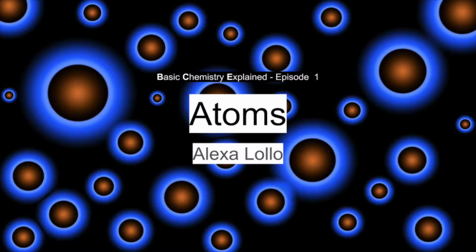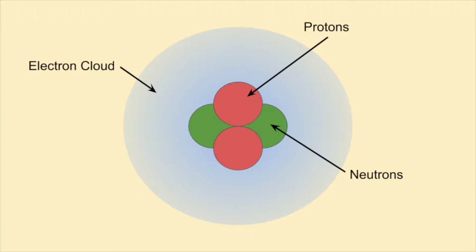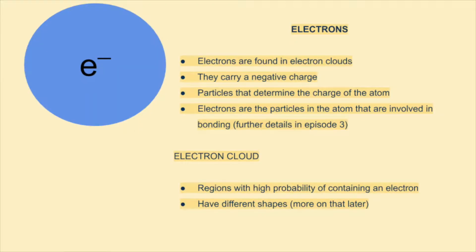Today we'll be talking about atoms. So this is what an atom looks like. Kind of. Well, here we have an electron cloud, a proton, and a neutron. Very neat and very simple. So let us take a closer look at the particles up close.